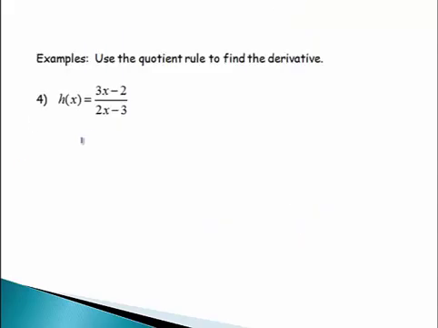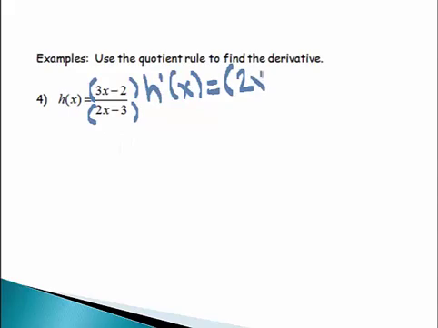So in this problem right here, I recognize that these are both binomials, and it's a quotient type problem. That's a division problem, so I need to figure out the quotient. So I'm going to use the quotient rule. So the derivative, remember the song is low d high minus high d low. Low means the bottom. Take the low. D high means derivative of the high, the derivative of the top. So the derivative of 3x minus 2 is just 3.